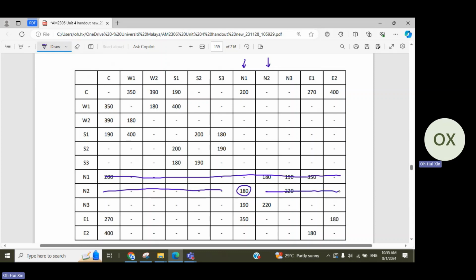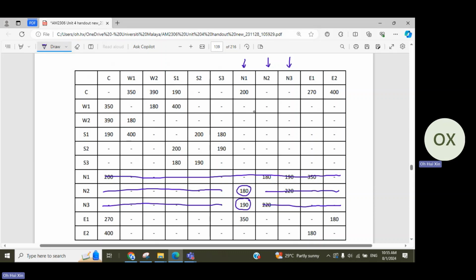So there are two columns that you have put the arrow on now, so you need to look at both N1 and N2. So 200, 190, 220, 350. The smallest one is 190. So 190 brings us to N3. Arrow at N3, strike through the entire row for N3.